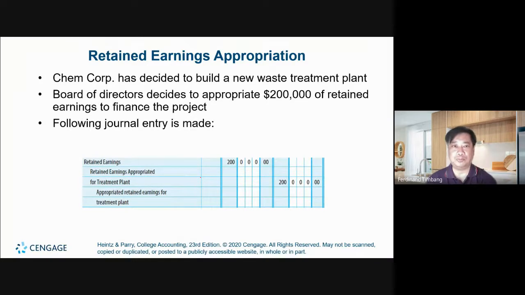So we have Chem Corporation has decided to build the new waste treatment plant. Board of Directors decides to appropriate 200,000 of retained earnings to finance the project. So yun na rin pala yung example ko. So we debit the retained earnings, 200,000, and then credit retained earnings appropriated for treatment plant. So you have to identify what particular appropriation was made for the retained earnings. So that is the journal entry, formal entry for the retained earnings for the appropriation.